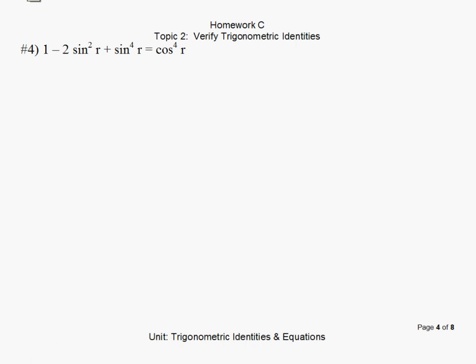Number 4 is another problem that if you recognize that factoring can be done, this problem is real simple. The left side is a perfect square trinomial. First term is a perfect square, last term is a perfect square. If you multiply those square roots together and double it, you get this middle term. So this factors into 1 minus sine squared of r squared.